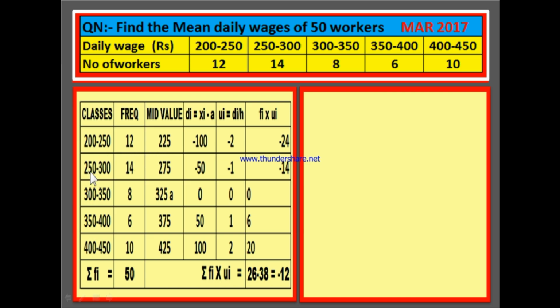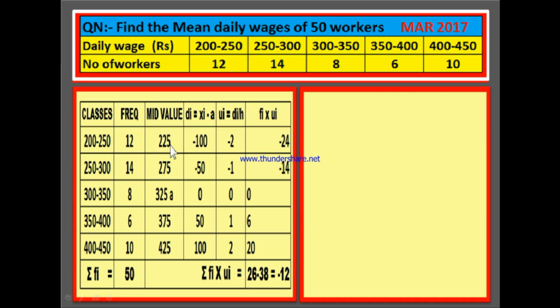Next, add 250 and 300, you will get 550. 550 divided by 2 is 275. 300 plus 350 is 650. 650 divided by 2 is 325. 350 plus 400 is 750. 750 divided by 2 is 375. 400 plus 450 is 850. 850 divided by 2 is 425. These are the mid values.